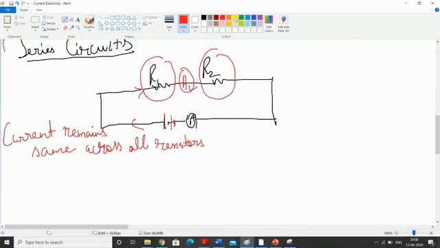The only thing which divides is the voltage, because as the current remains the same and they have different resistances, and we know V is equal to IR, different resistance means different voltage. So you will find different voltage drops across R1 and R2. So if V1 is the voltage across R1 and V2 is the voltage across R2.